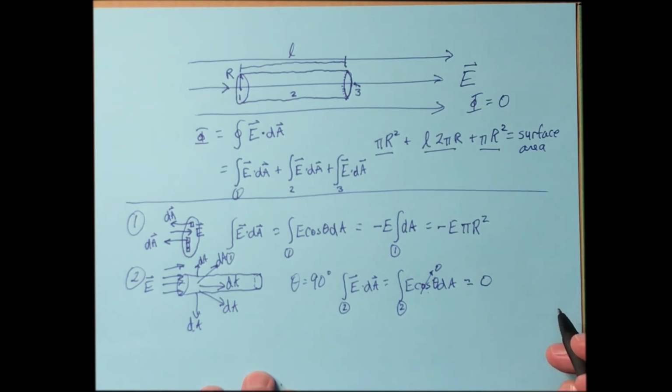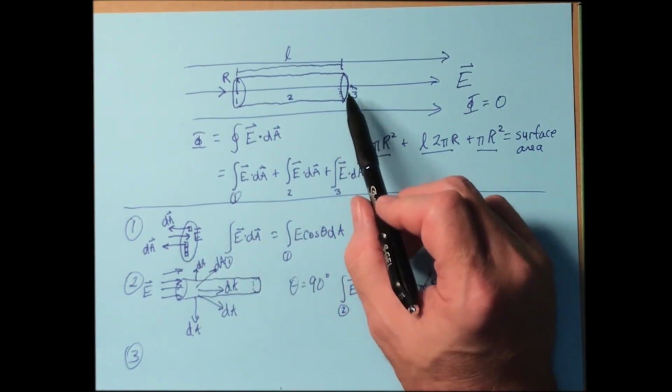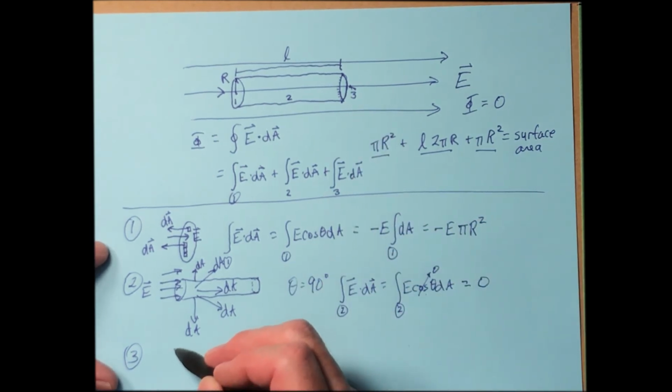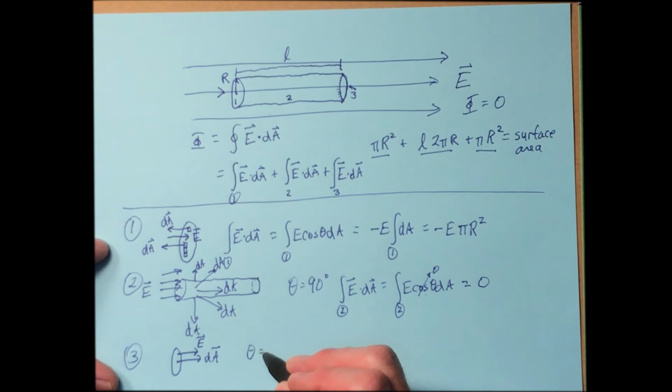All right, then for area 3. Area 3 is pretty much the same as area 1, but it's at the other end of our Pringles can. So if I draw area 3 here, the dA vectors, regardless of where you're at on the surface, are going to point that way. The E vectors also are going to point that way. So for every point on the surface, the angle theta is going to be 0 degrees.